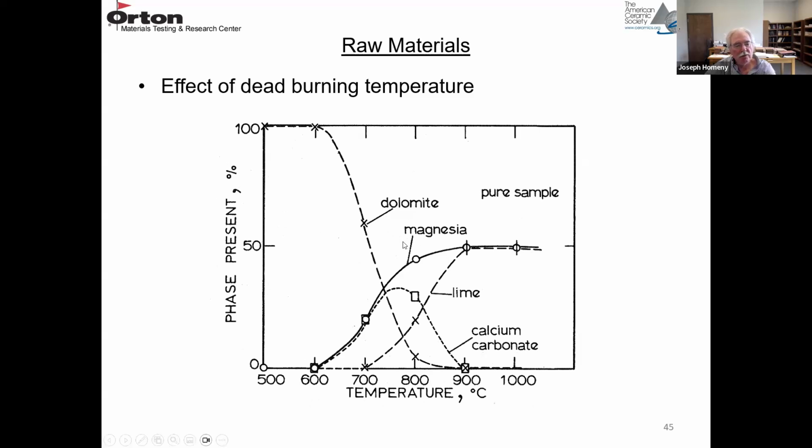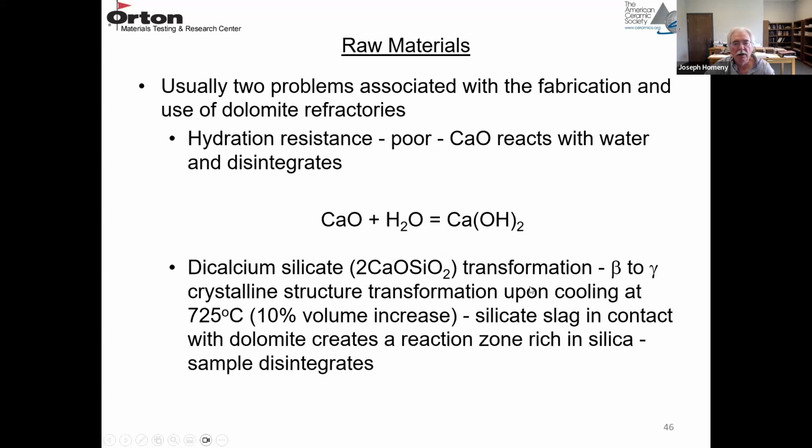So that's the sequence of the phases present as you do this dead burning process. Dolomite disappears, MgO first forms, lime then forms, and you have decomposed all the carbonates, and you just end up with MgO dispersed in a CaO matrix.